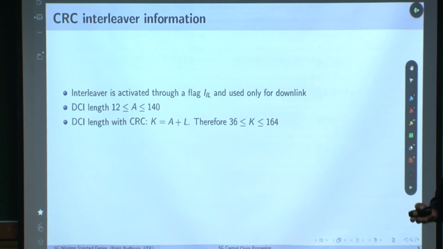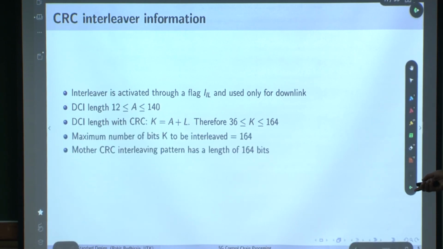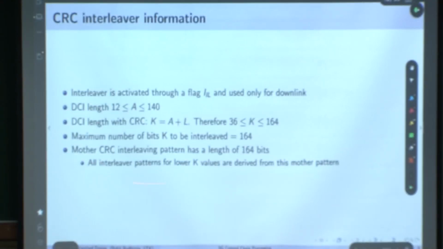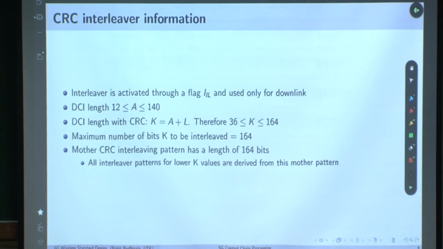It is something similar to what we do for forward error correction. You have the polar encoder only for one rate, then you match it. But the rate which you generate is called the mother code rate. Similarly, this pattern is called the mother pattern, from where you generate all other patterns, and the mother pattern has a maximum length of 164 bits. I'll show you how it is generated. All interleaver patterns for lower k values are derived from this mother pattern. Why it's called mother, we understand now.